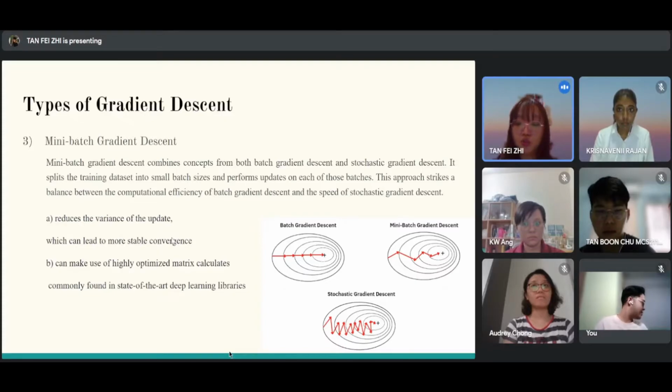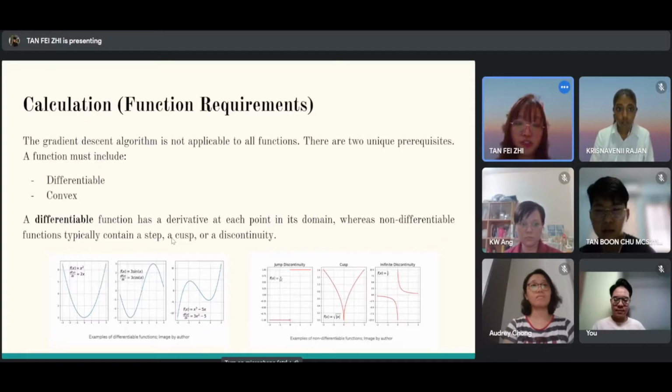Next, I will pass to my next teammate to explain the calculation of gradient descent.